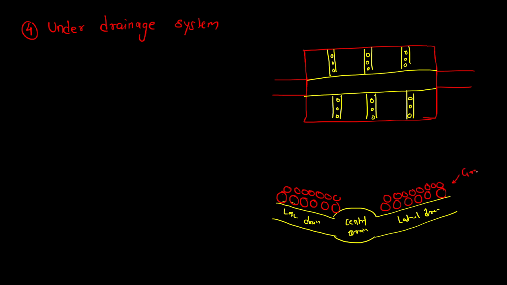So gravel, and above gravel there is sand bed. And this water enters when it is traveling from sand bed, then it travels through the gravel bed, it gets filtered, it enters the perforations in the lateral drain, then it enters into the central drain, and once it gets into the central drain, it is taken to the outlet.